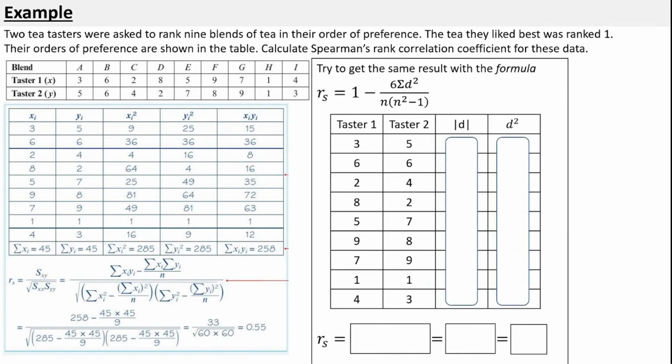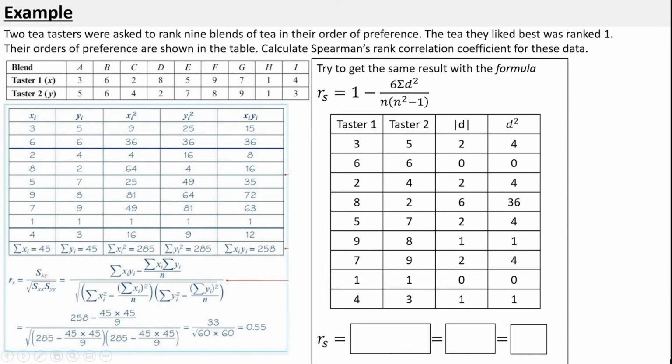With the shortcut, I once again have the ranked data for taster 1 and taster 2. But instead of squaring and finding the products and the sums, I'm just looking for the differences. And actually, I prefer to think of the modulus of the difference. The modulus of the difference already ignores any negatives, so it's just the magnitude of the difference between each of these. I'm going to square each of those differences, and then sum them together and substitute straight into that formula.